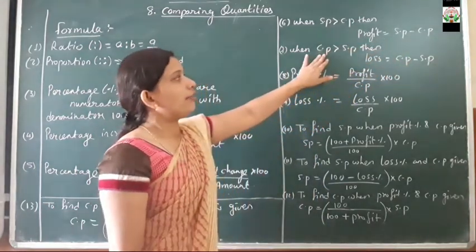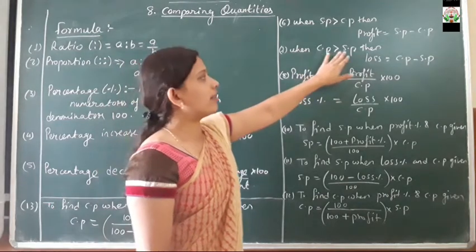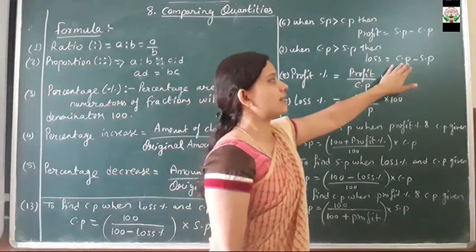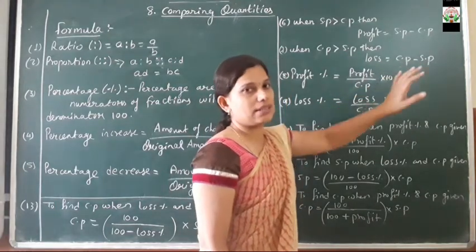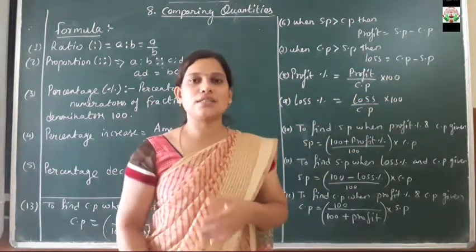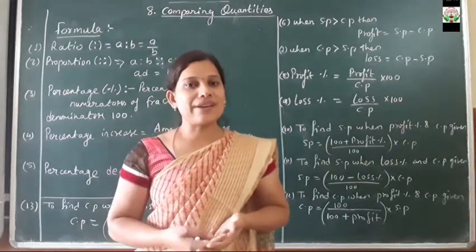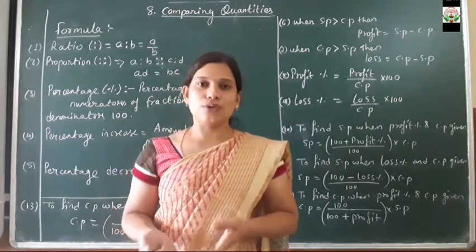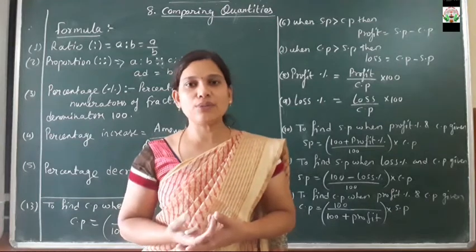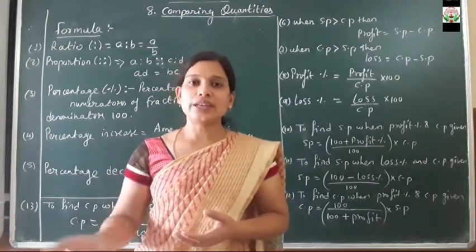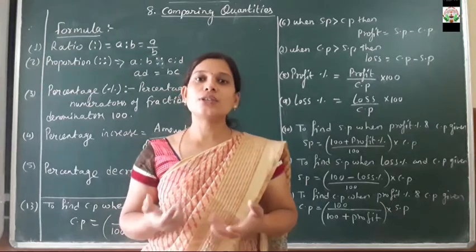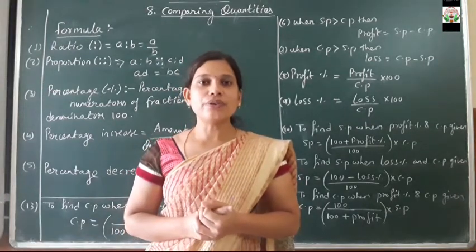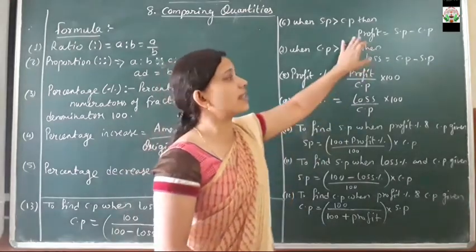When the cost price is greater than the selling price, then there will be a loss, that is cost price minus selling price. Suppose I am going to purchase a 500 rupees book, 500 का मैंने बुक खरीदा. Then I am going to sell it for 600. So how much amount? 100 rupees, मेरा प्रॉफिट हुआ ना. So that comes when selling price is greater.